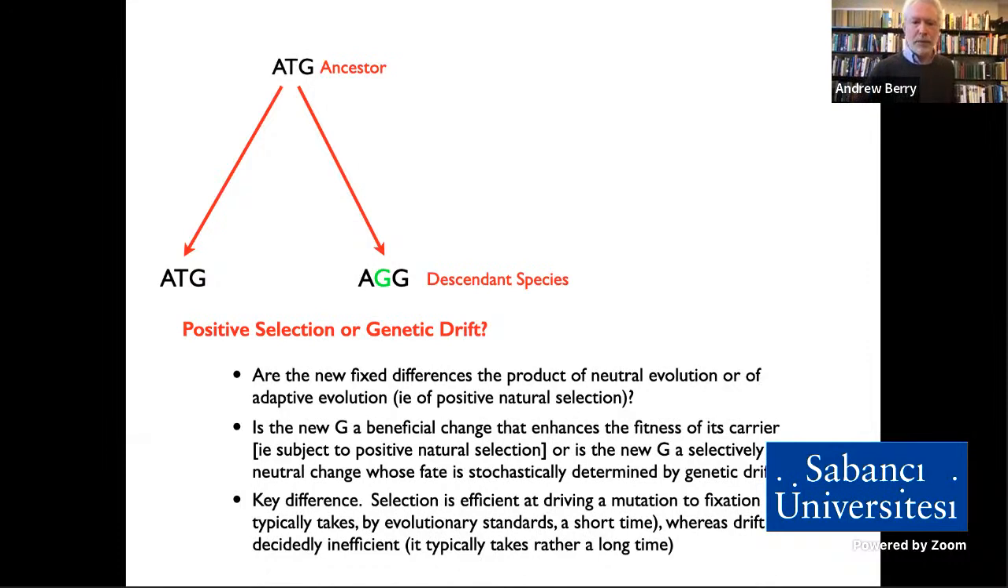Well, let's think about this. There must have been a mutation from T to G on the right-hand lineage. Initially, obviously, the mutation is at frequency 1. There's only one copy of it. But over time, apparently, it spread until every member of the descendant species, the AGG species, has that green G. So that obviously takes some time.